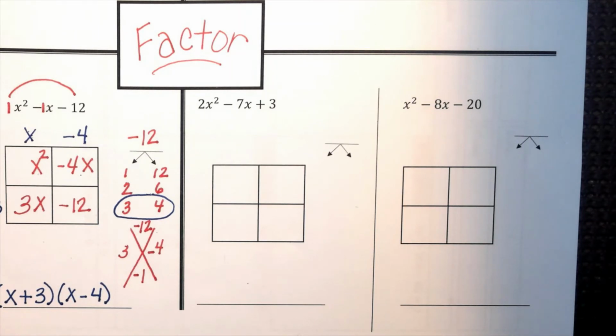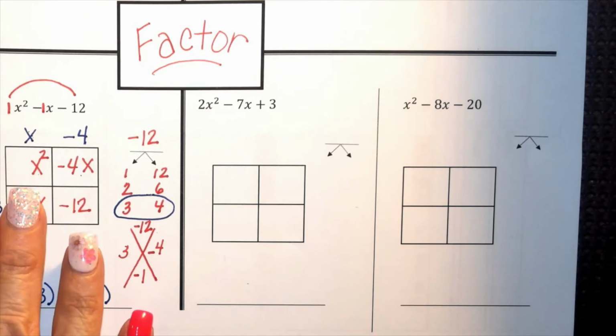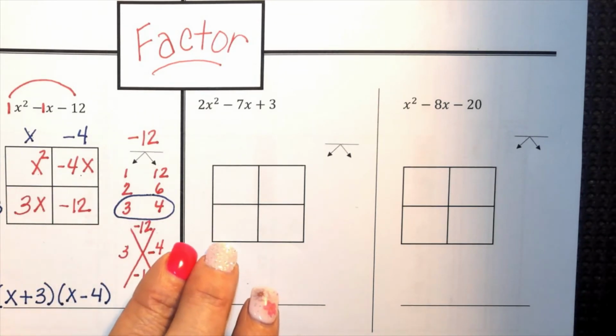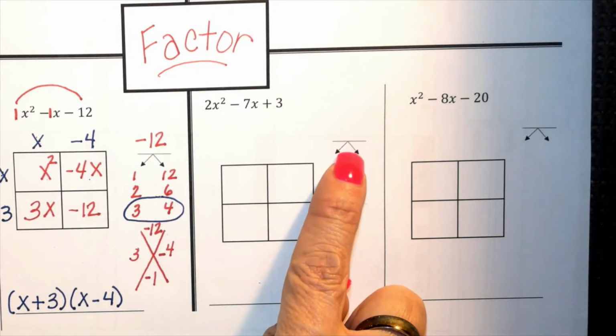Remember, you want to put your first and last term in the box. Then you want to multiply your first and last term together to get your number that goes up here. And then you want to find your factors. Okay, by now you should have that a little bit filled out.